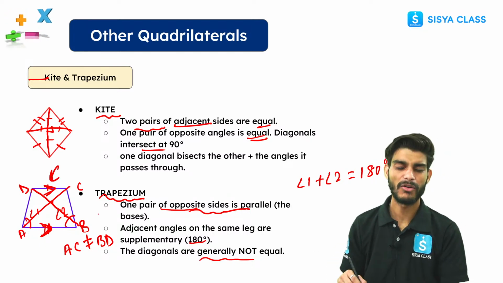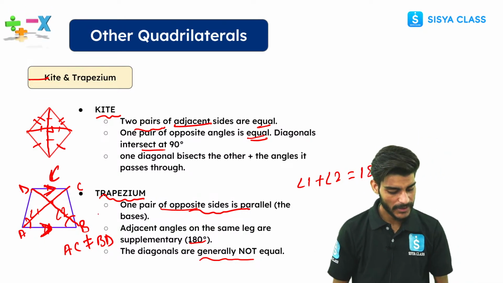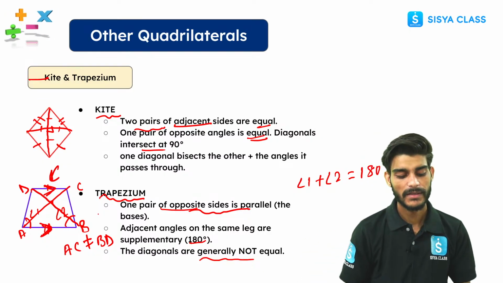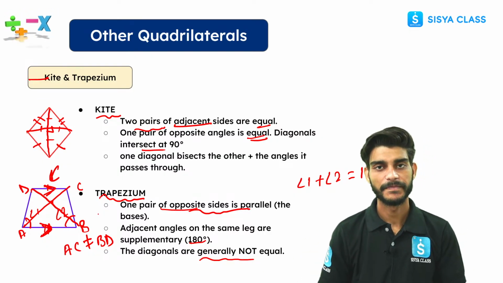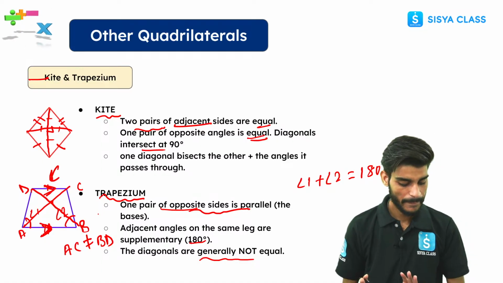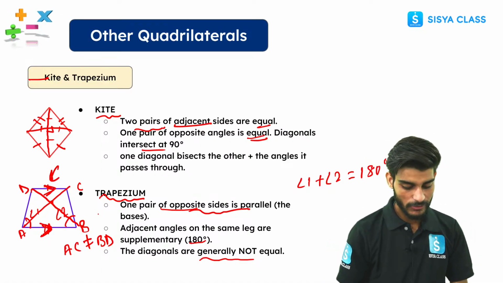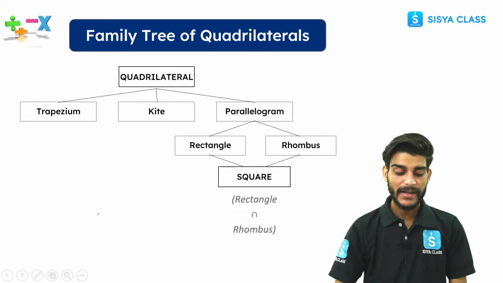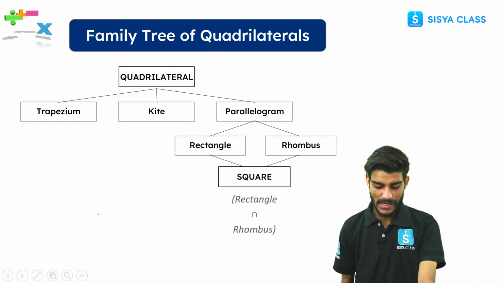So you have to remember all the properties. This is very simple. If you do more problems, then everything will be remembered. Clear till here? So this was all about quadrilaterals and their properties. I have made a family tree of quadrilaterals. See how you can remember it.